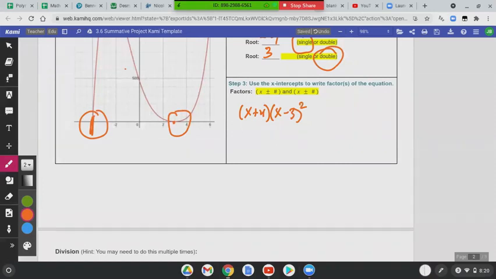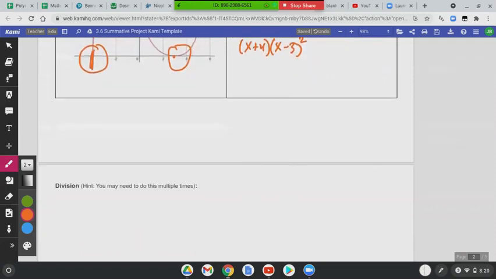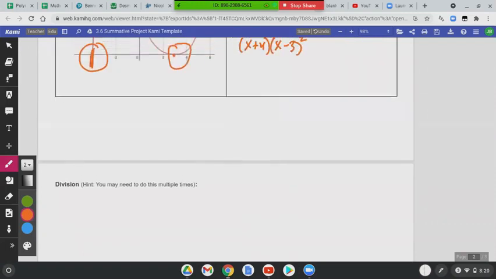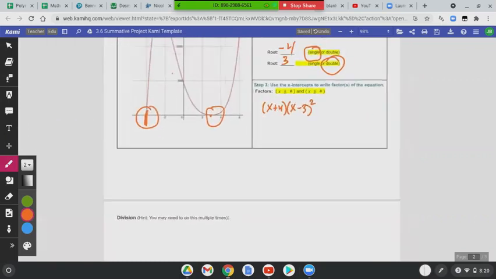Okay. But I'm also missing two more factors because it's a 5th degree and I only have 3. So what I'm going to do is some division. Now there's multiple ways that I can go about this, but I'm going to choose to use synthetic division.